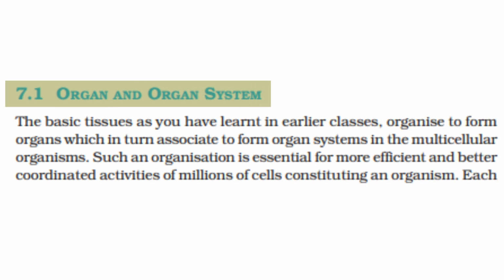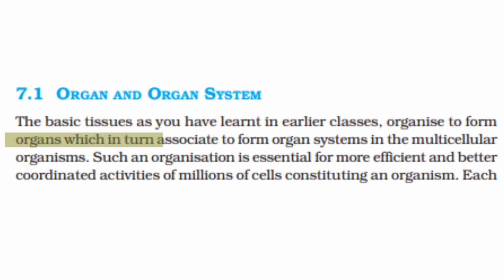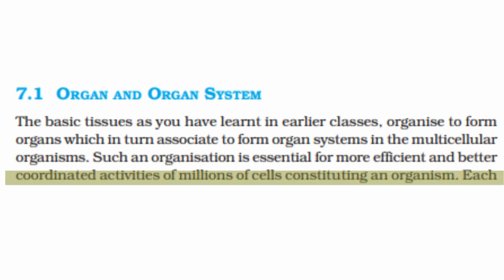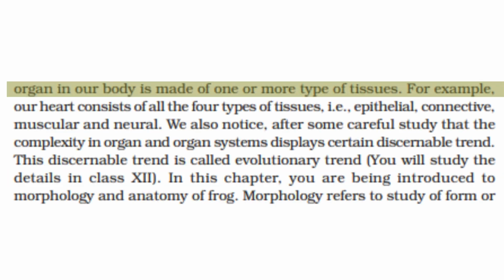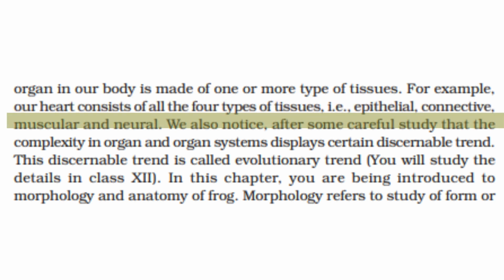Organ and organ system. The basic tissues, as you have learned in earlier classes, organize to form organs, which in turn associate to form organ systems in the multicellular organisms. Such an organization is essential for more efficient and better coordinated activities of millions of cells constituting an organism. Each organ in our body is made up of one or more types of tissues. For example, a heart consists of all the four types of tissues, that is, epithelial, connective, muscular, and neural.